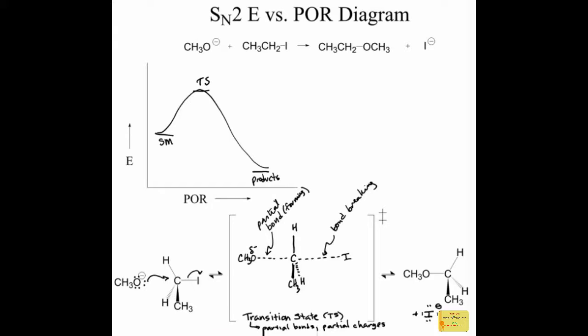Are there any other partial charges? Sure, the iodine starts out neutral and it ends up with a negative charge in the product. So now this is going to be somewhere between 0 and -1. So we'll put a partial minus on this iodine as well. So this is a pretty good looking transition state, partial bonds, partial charges, and that's what we'll have to fill in our energy versus progress of reaction diagram.